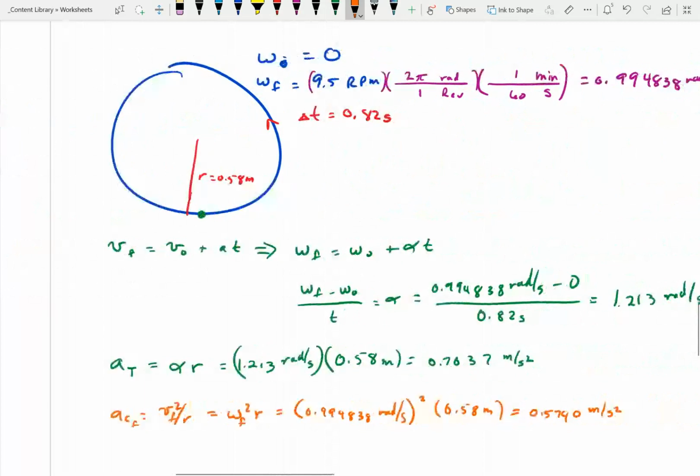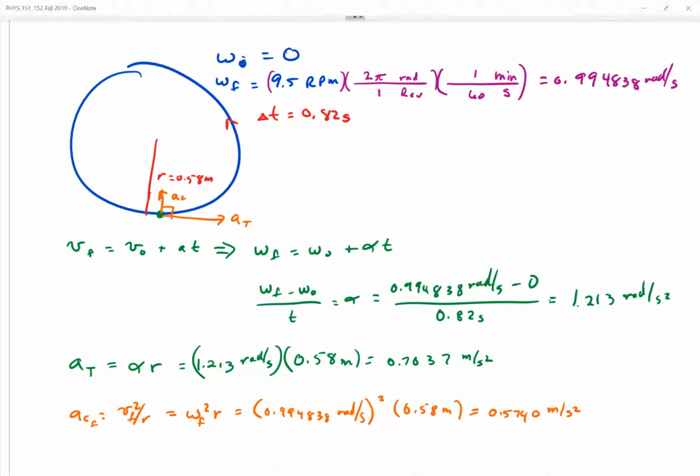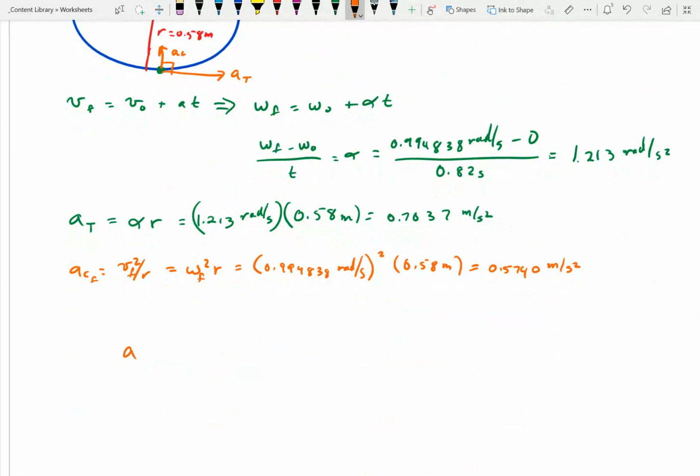And now to find the final, I have the tangential acceleration going like that. The centripetal acceleration is going toward the center. And so those are perpendicular to each other. Tangential and centripetal are perpendicular. And so my A, and I'm going to call here A final, is going to be just using the Pythagorean theorem from adding those two.